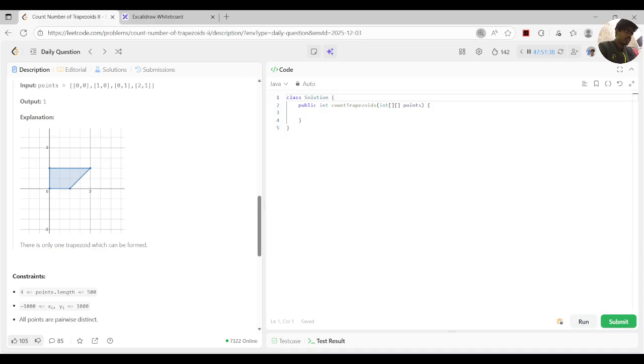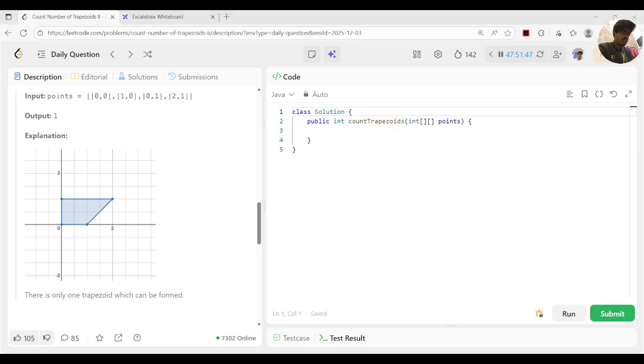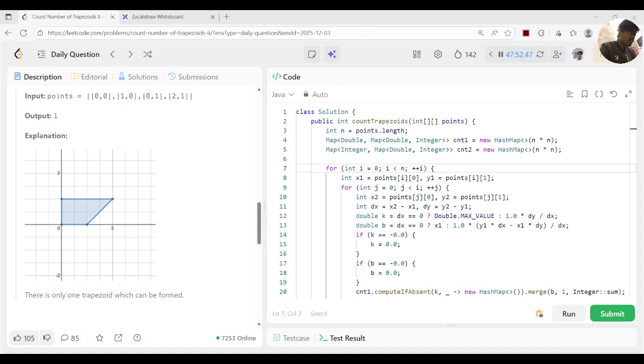Firstly I will zoom in. So I can share the code, right? Right. So now we can share the code.